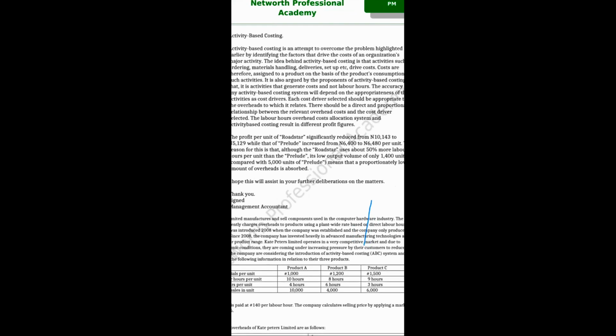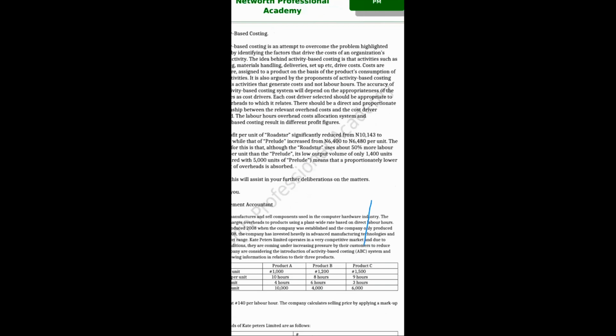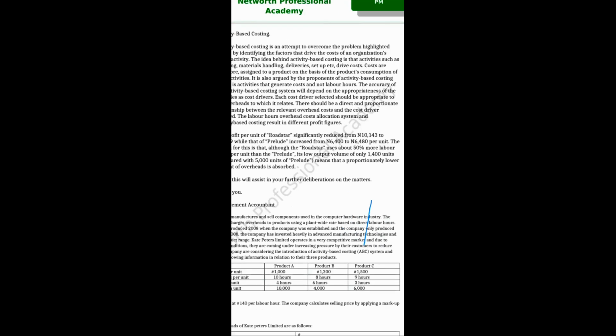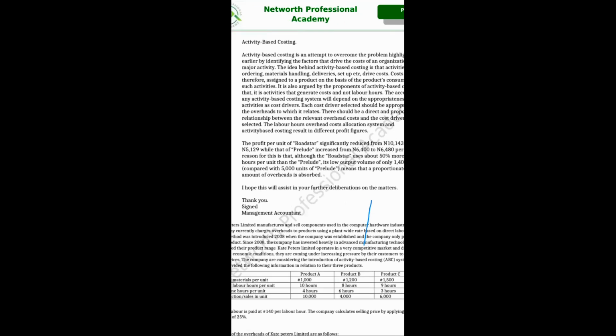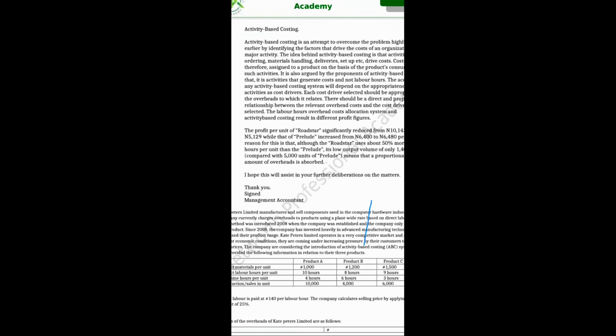The accuracy of any activity-based costing system will depend on the appropriateness of the activities as cost driver. Each cost driver selected should be appropriate to the overhead to which it relates. There should be a direct and proportionate relationship between the relevant overhead costs and the cost driver selected. The labor hour overhead cost allocation system and activity-based costing result in different profit figures. Let's look at that aspect.